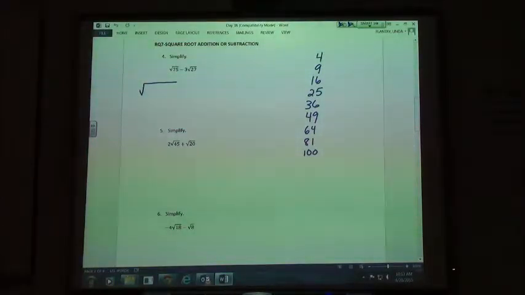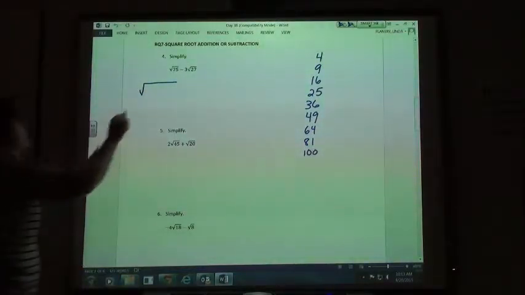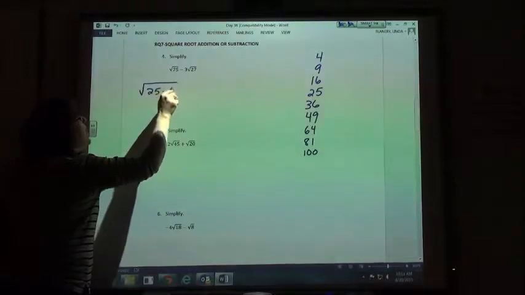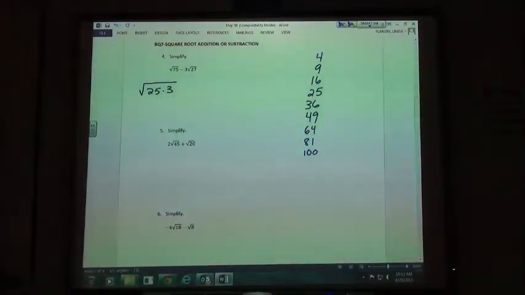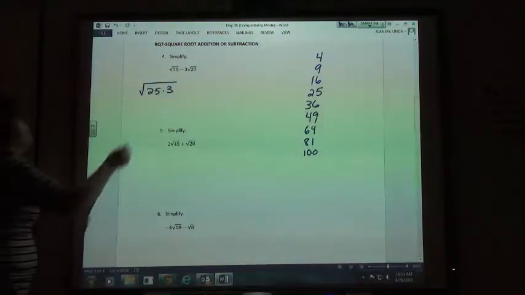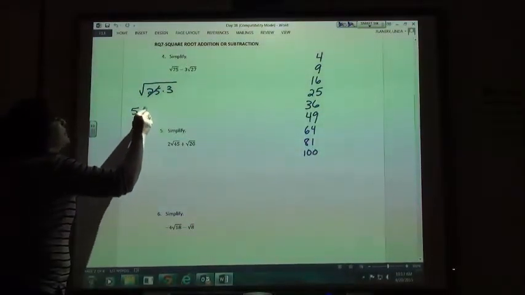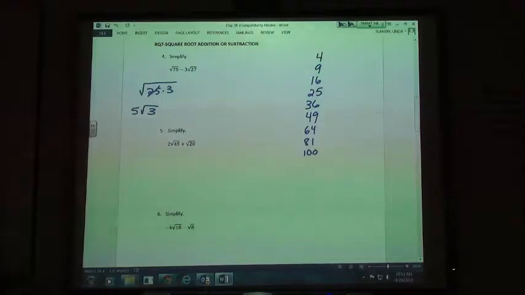What times what? 25 times 3, because 25 is the biggest perfect square that goes into 75, and 25 times 3 is 75. The square root of 25 is 5, so we get 5 square root of 3. We've got that first part simplified.